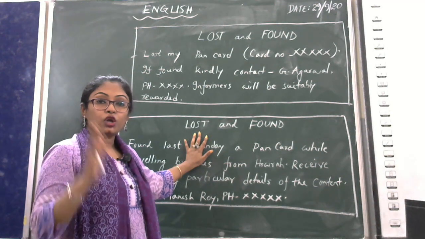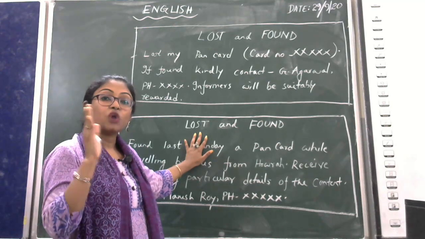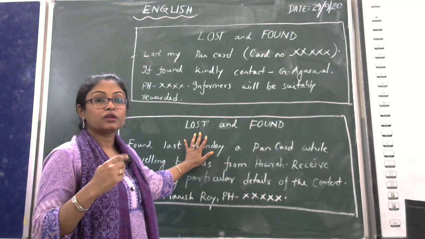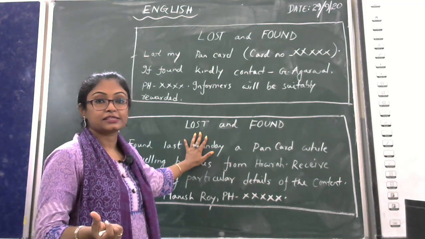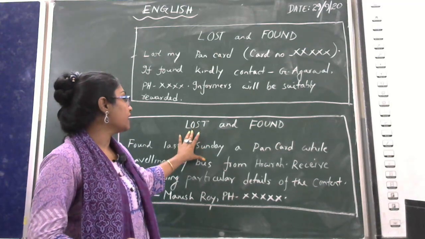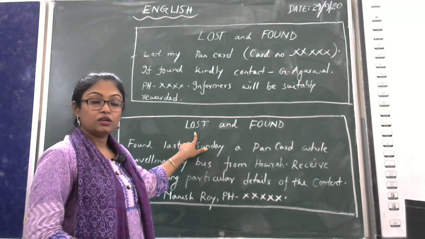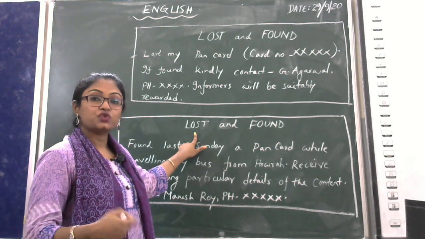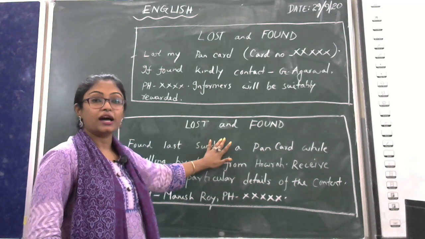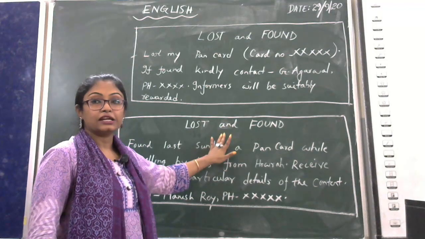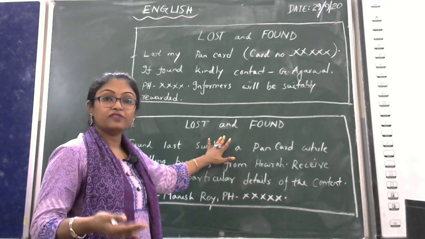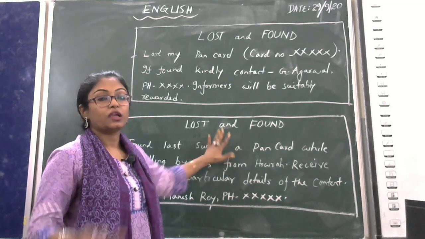Today, for that lost and found, two types of advertisement will be discussed in this class. That means in one advertisement you are going to learn how to write the advertisement related to lost, and for the new one you are going to learn how to write the advertisement related to found.